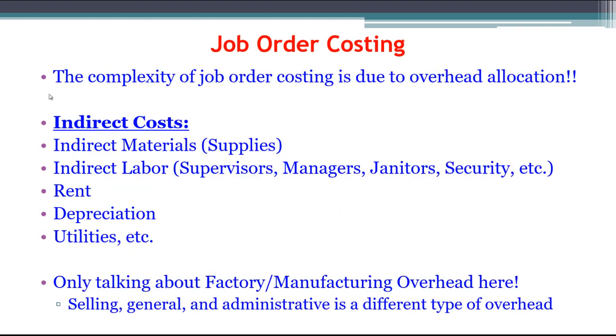Now, we talked about how direct costs like materials and labor were pretty straightforward, and that's generally what you'll see in managerial and manufacturing accounting. The complexity of that job order is usually just due to overhead allocation. So we have all those overhead costs like indirect materials or supplies, indirect labor like supervisors, managers, janitors, security in the factory. That's the key thing here. We have rent, depreciation, utilities, just a variety of things that relate to the manufacturing, but we couldn't really tie directly to that product.